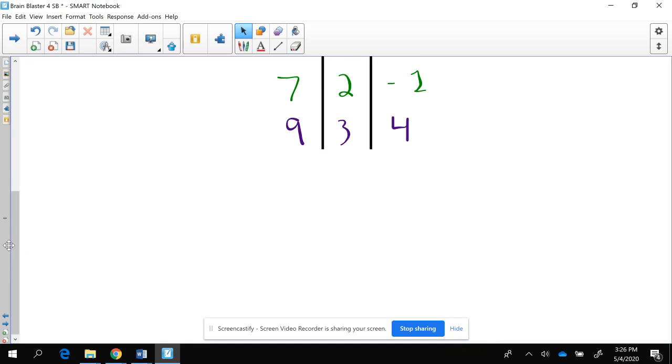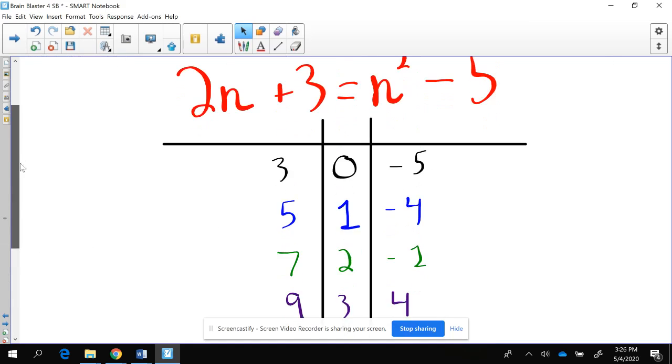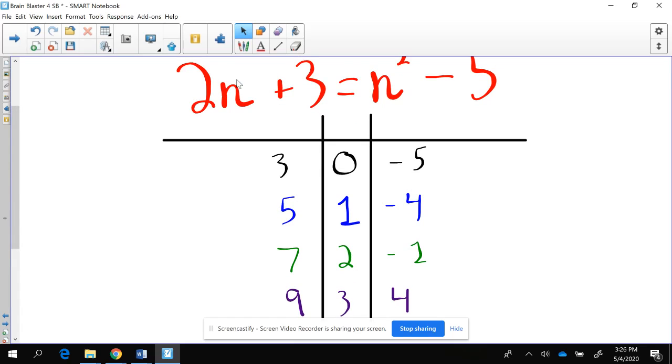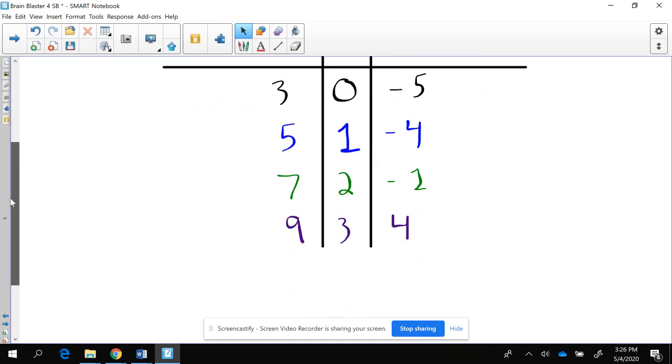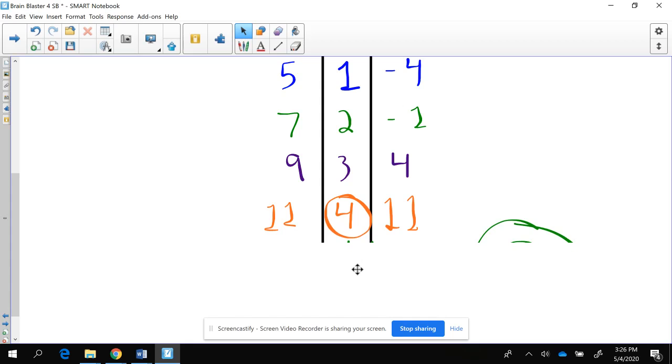Plug in a 3 on both sides. Try it out. 3 times 2, plug it in here first. 3 times 2 is 6, plus the 3 is 9. So it's 9 on this side. Take a look over here. 3 squared is 9, minus 5 is 4. And then what you're going to find is, bam, 4 works.